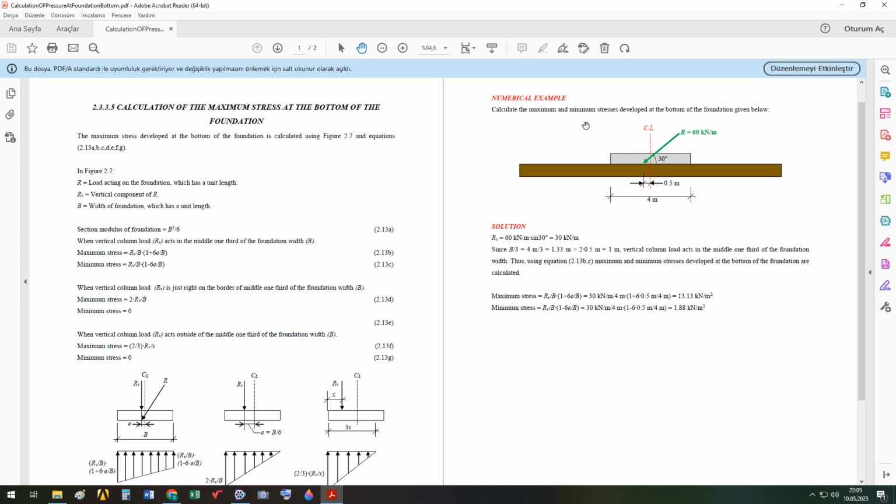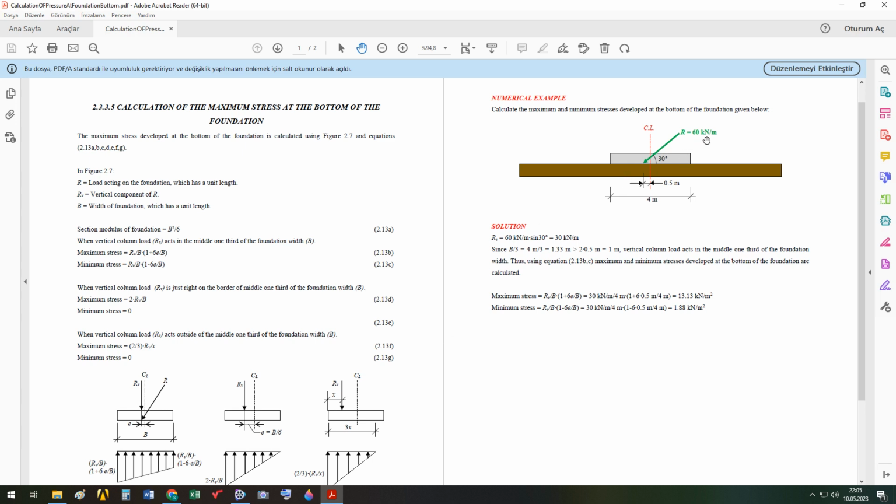Now we have a numerical example here. Calculate the maximum and minimum stresses developed at the bottom of the foundation given below. And the formulas are for the unit length of the foundation. The length is measured perpendicular to the page plane, perpendicular to B, and it's 1 because it has the unit value. So R and RV have Newton per meter or kilonewton per meter if you use the metric unit system.